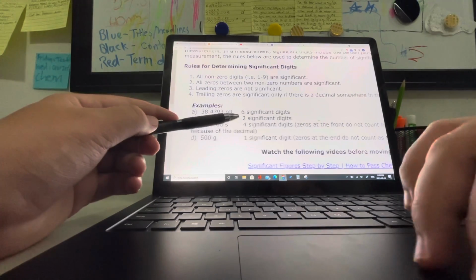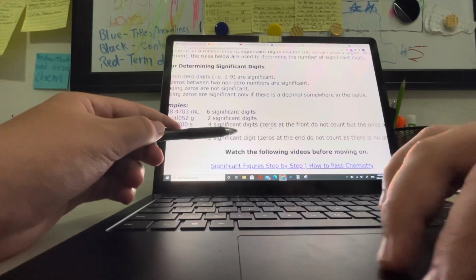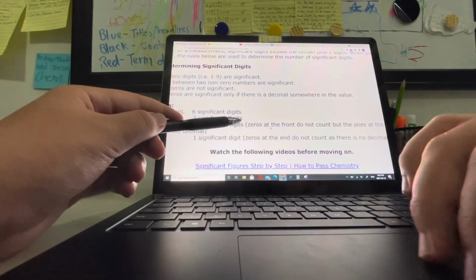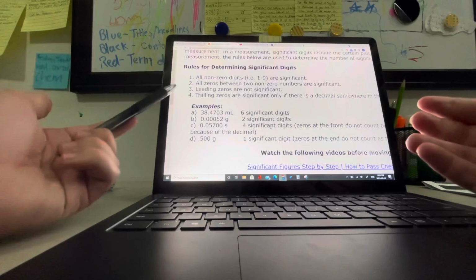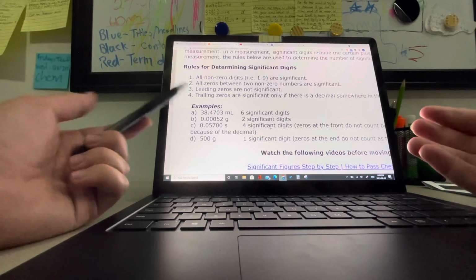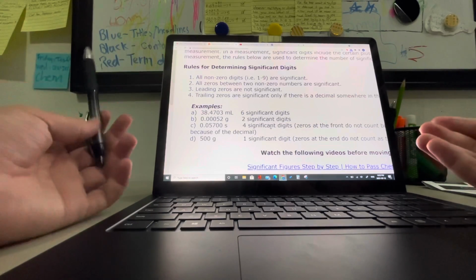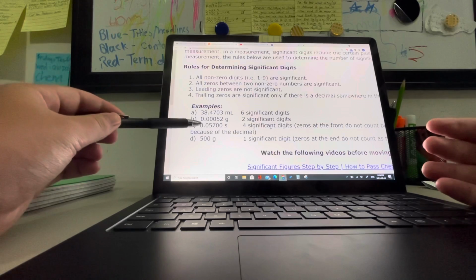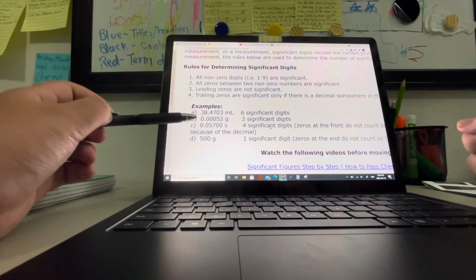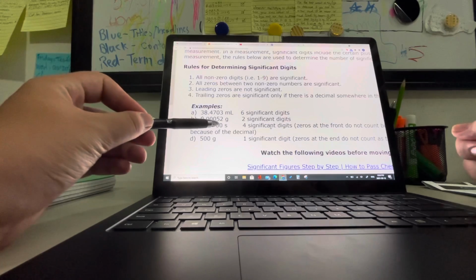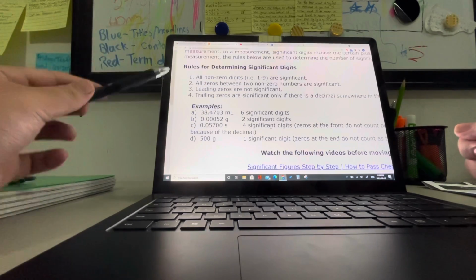And here I wrote a message. So 4 significant digits. Zeros at the front do not count, but the ones at the end do because of the decimal, like we said over here. Now, rule number 4, trailing zeros are significant only if there's a decimal somewhere in the value, which in this case, there is a decimal right after the first leading 0. So the two zeros at the end are counted.